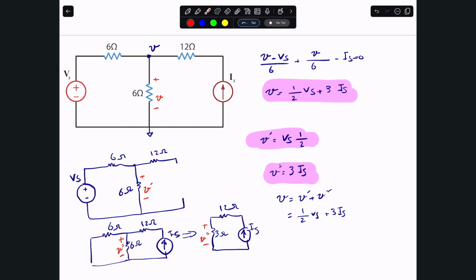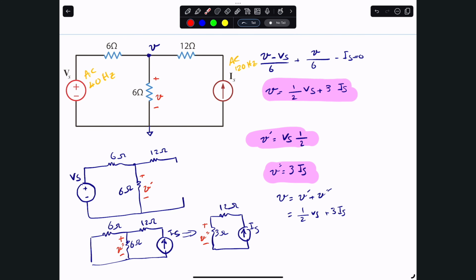So what's the point of having superposition? Well, it turns out that if these sources are of completely different nature... At this point, everything we deal with is DC because the math is simpler. But later in circuits, you will encounter sources that are fundamentally different. So this Is might be an AC with, let's say, 120 hertz, for example, and this one here might be an AC with 40 hertz. And if that's the case, combining them this way with the V's becomes a lot more complicated because we're going to have differential equations and so forth. Or maybe not differential equations, but we might have to transfer to a different domain. Anyway, the math will be more complicated if I just deal with the circuit this way.